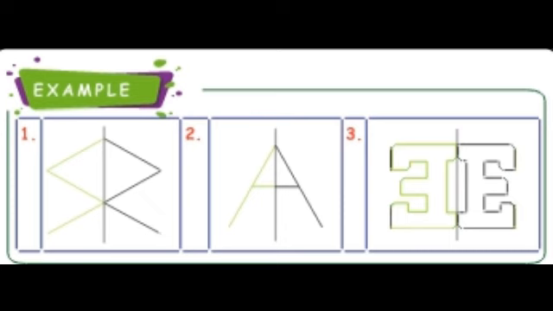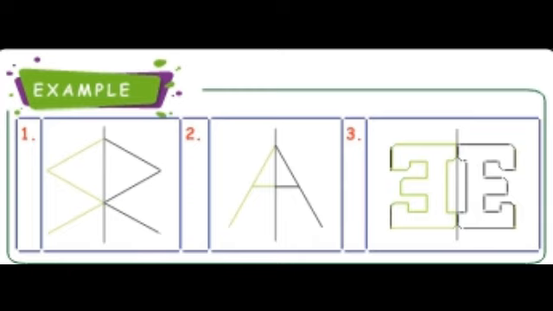Look at these pictures, observe these pictures carefully. The first picture and the second picture are the alphabet A, and the third picture is exactly the same; you can understand easily. This is called a mirror image, isn't it, my dear students?